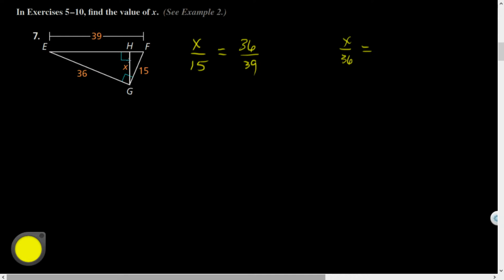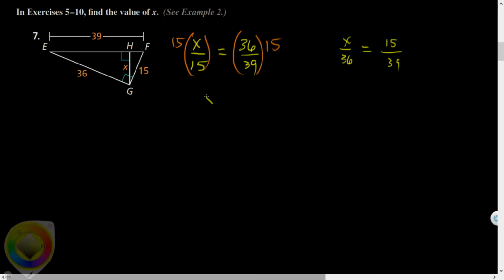So x in the medium triangle was short leg compared to hypotenuse. For the big triangle, short leg was 15, and hypotenuse was still 39. And then we just solve these however, right? You just do the algebra or the cross multiplying. Multiply both sides by 15 perhaps. I like having my variable in the numerator whenever possible. So x equals 15 and 39.